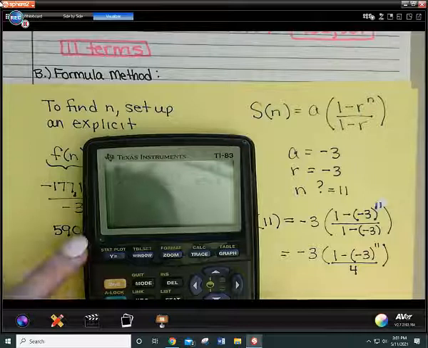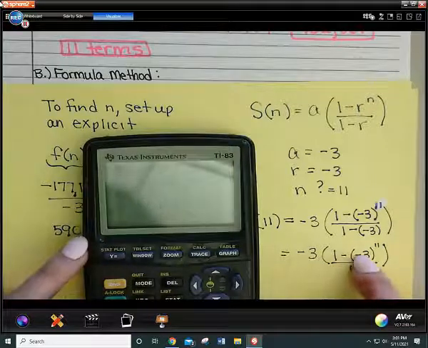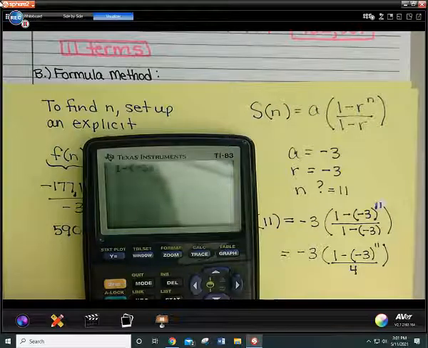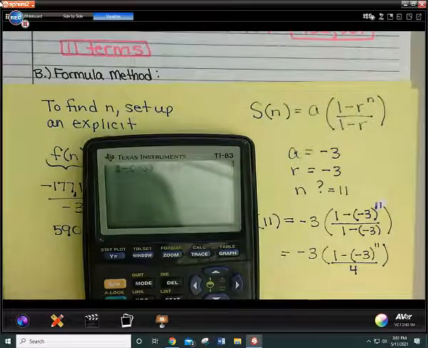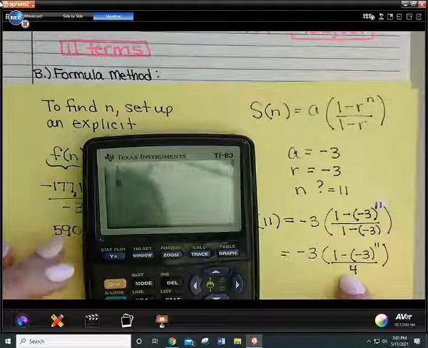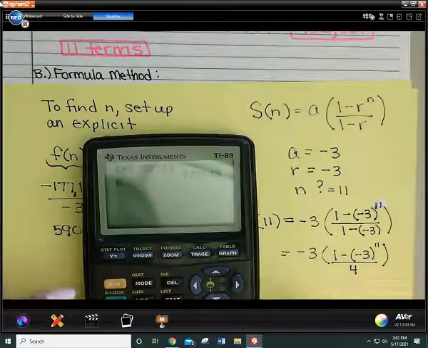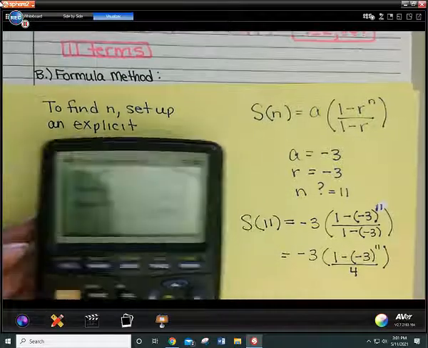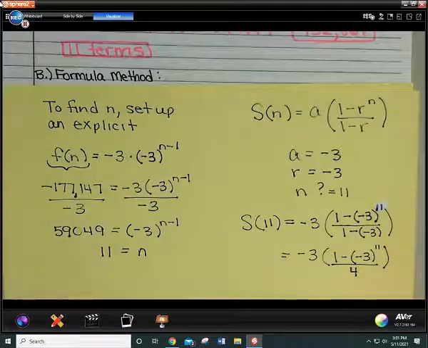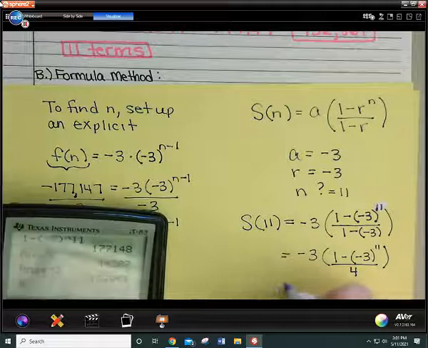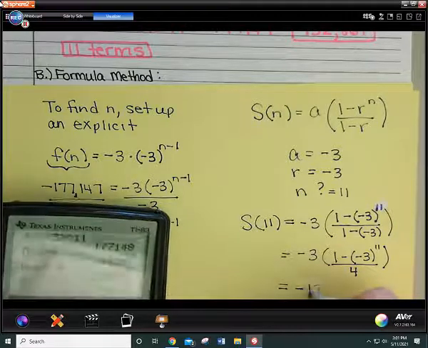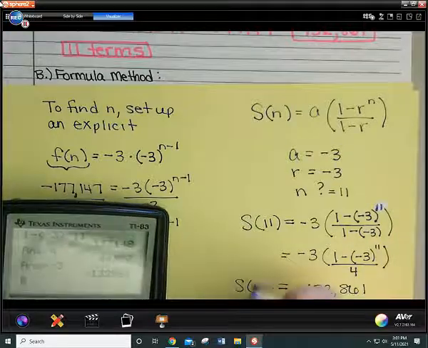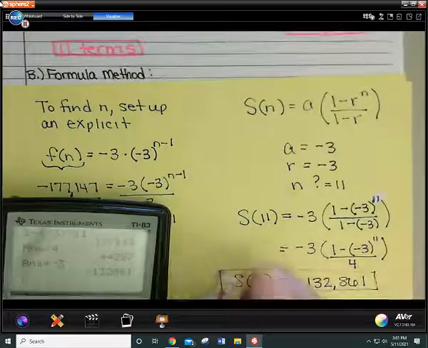And again, when I go to type it in, I'm going to type in the numerator first. So I'm going to say 1 minus -3 to the 11th. I'm going to divide that by 4. And then I'm going to take it times -3. And I get that same sum that we had earlier, -132,861, and it was the sum of the first 11 terms.